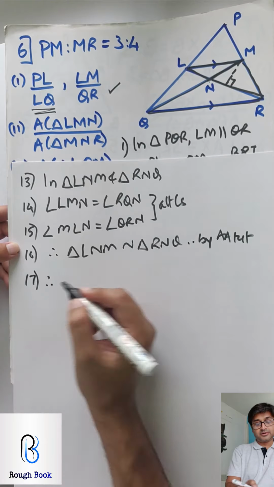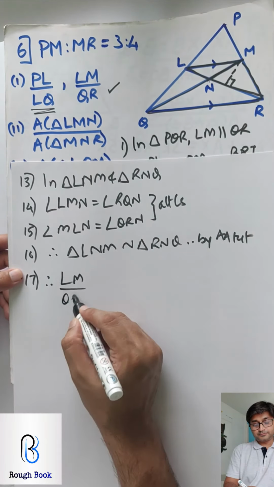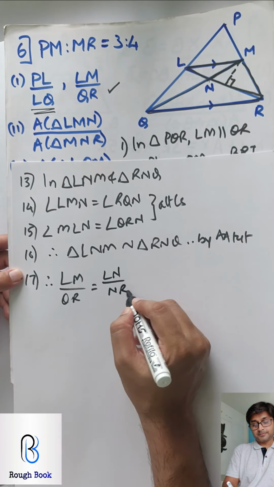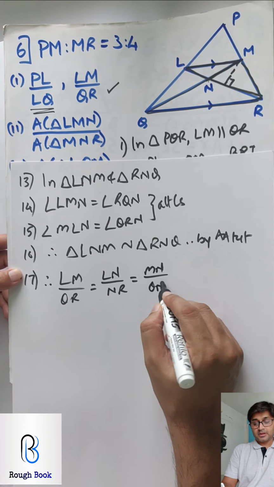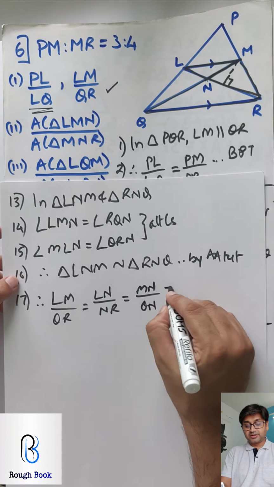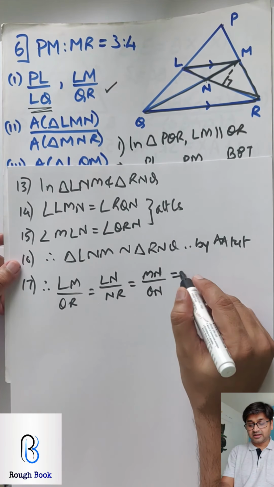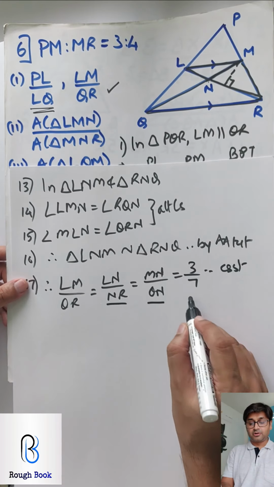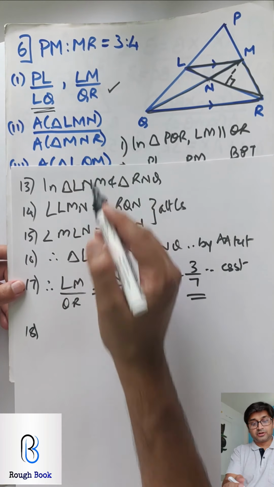Once the triangles are similar, therefore LM upon QR is equal to LN upon NR is equal to MN upon QN. Why did I write this? Because this might help with the next part also. Alright. Now what is LM upon QR? 3 by 7. So let's write that here itself. 3 by 7 by CSST. So whichever part now I want to use as 3 by 7, I am free to do that straight away.